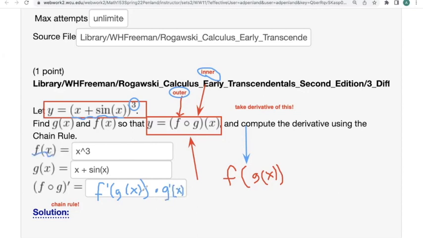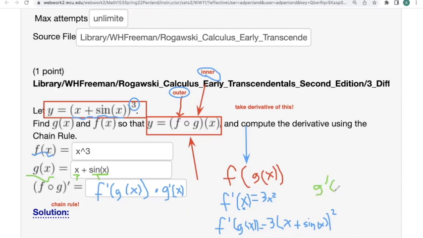I know that if f of x is x cubed, then f prime of x would be 3x squared. And so f prime of g of x would be taking this x and just replacing it with g of x. I would have f prime of g of x is equal to 3, and I'm going to plug in g of x for x, so 3 times (x plus sine of x) squared. Now what is this g prime of x? Well, g prime of x will just be taking the derivative of x plus the derivative of sine of x. So g prime of x will be 1 plus cosine of x.